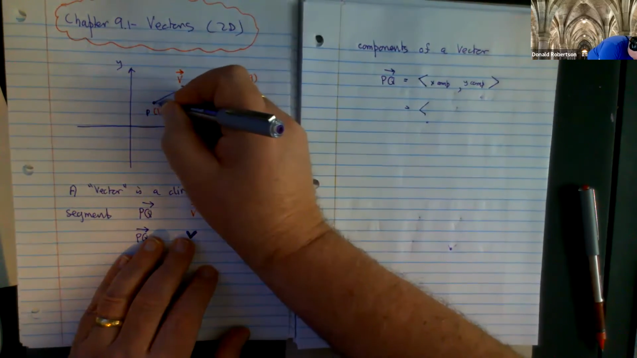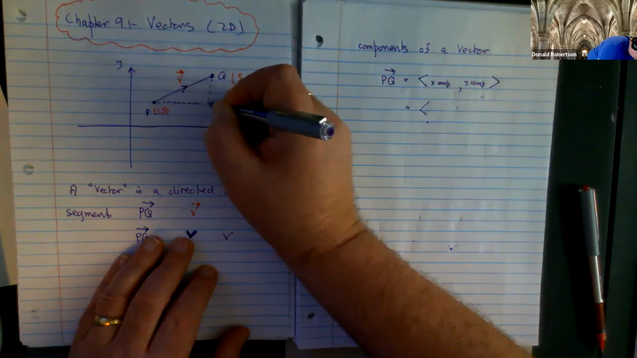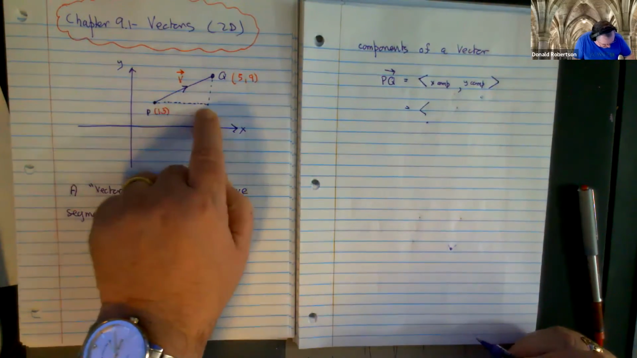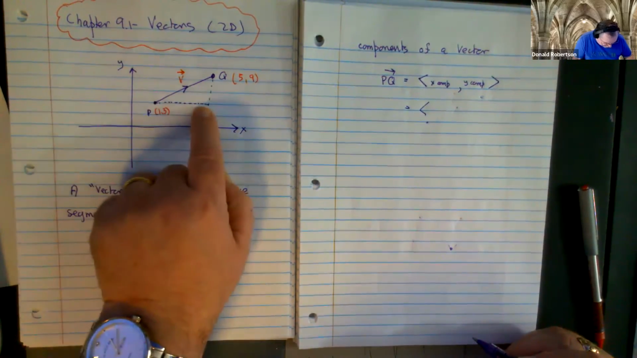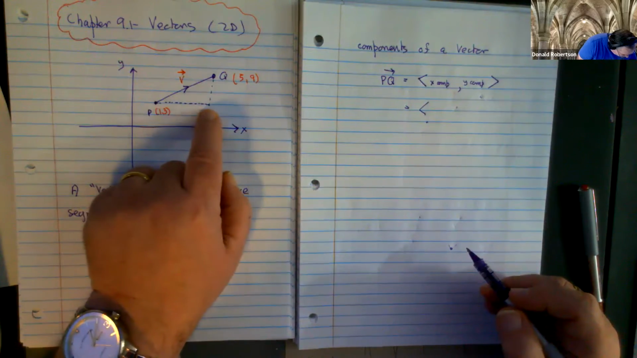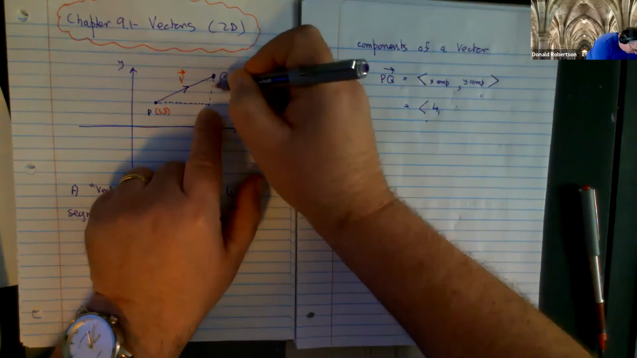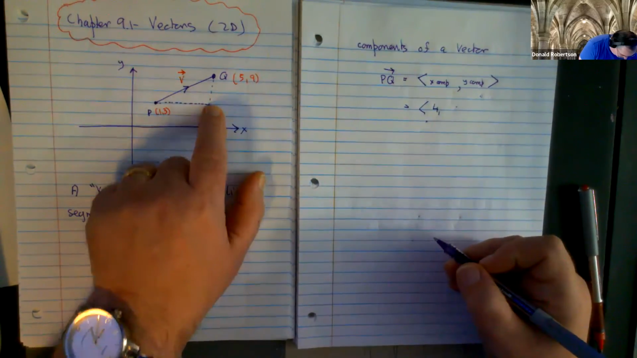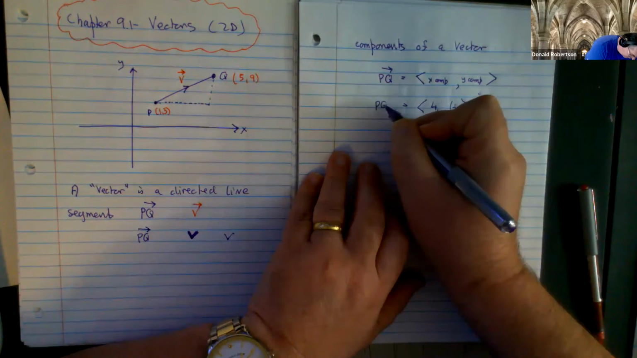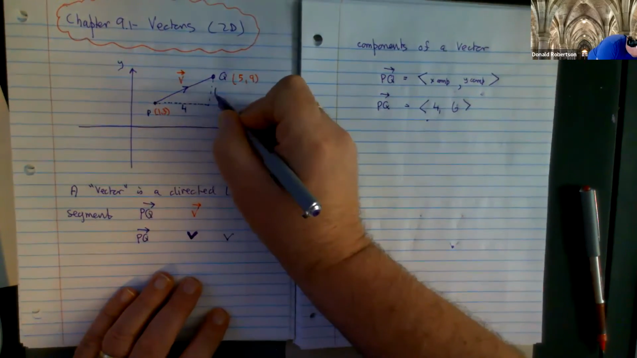Imagine a little invisible triangle like this. The distance from here to here, how far along left or right you go, is the x component. So in this case, from there to there is 4. And the y component is how far up you go, and from here to here, it is 6. So PQ would be 4 along and 6 up.